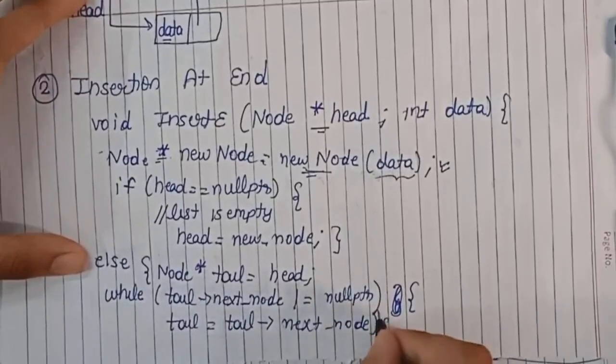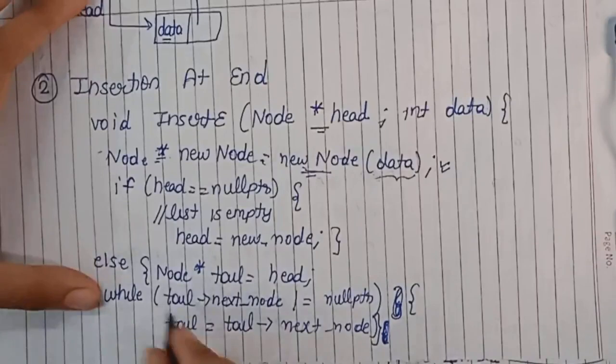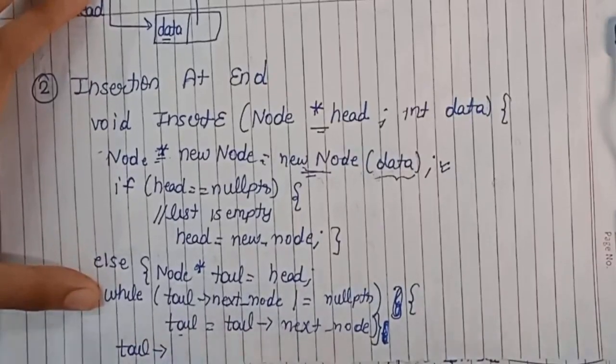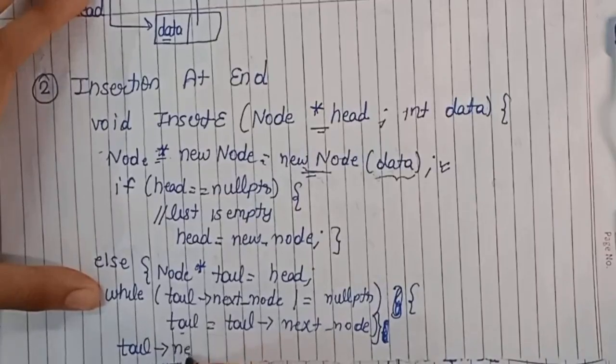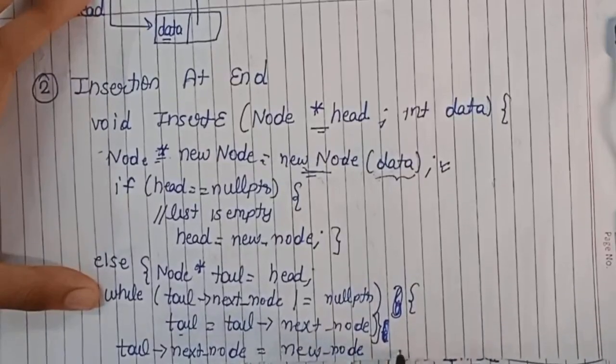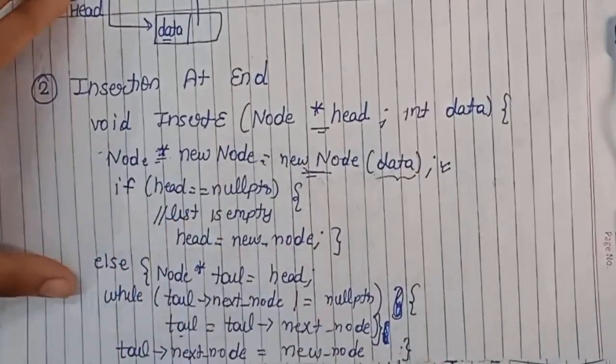we just need to move tail ahead, that is I will do tail's next node, and after this you will find the last element of your linked list. The tail will start pointing to the last element of the linked list after this loop. So now once I have found my last element, I can just do tail next node is equal to new node. So here our function void insert is completed.